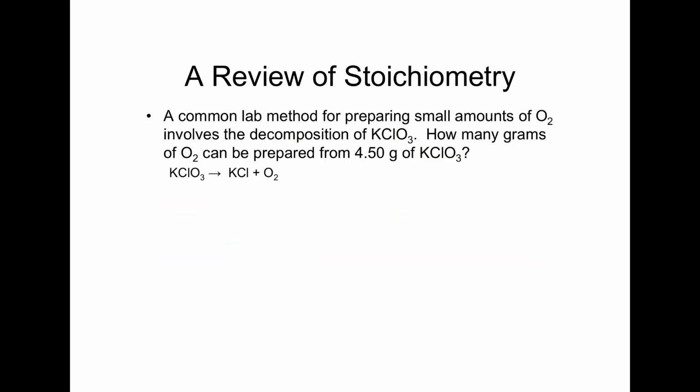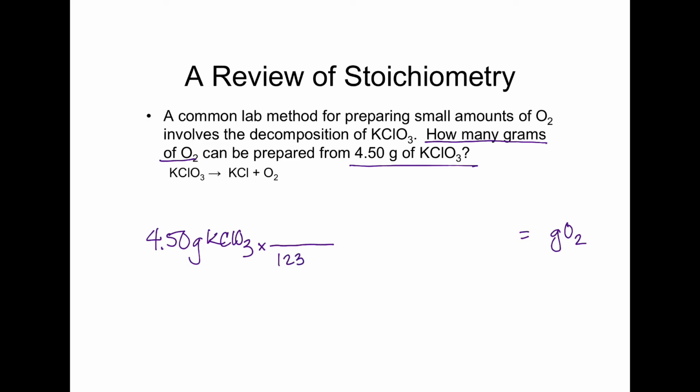All right, one more practice before we kind of add gases to this. Here is a problem where it talks about the decomposition of potassium chlorate. It says how many grams of oxygen gas, we're trying to get to grams of oxygen gas, can be prepared from 4.5 grams KClO3. Okay. So we're going to first use the molar mass. For KClO3, it's 122.55 grams per 1 mole.